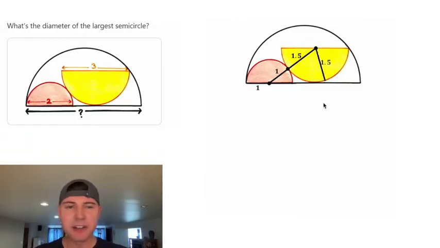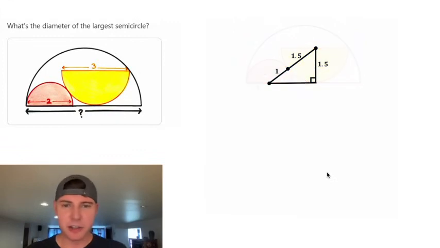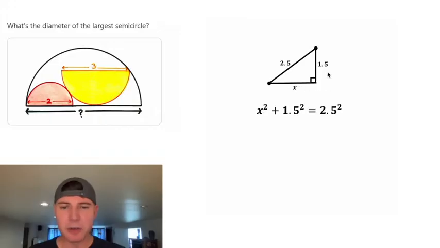Next, we can swing this radius down here, and it's going to be at right angles to this tangent line. And now we've got a nice looking right triangle. On the hypotenuse, the 1 and the 1.5 can combine to give us 2.5. Now let's call the unknown side x. Now we're ready for Pythagorean theorem. We know that x squared plus 1.5 squared is going to be 2.5 squared.